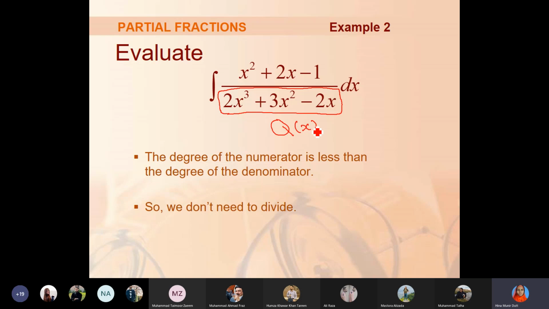Any method you know. You can do synthetic division for higher power.